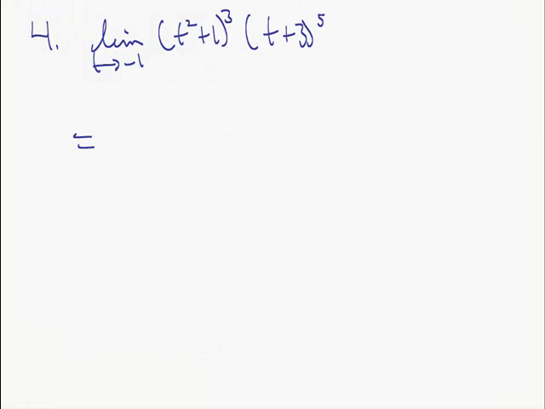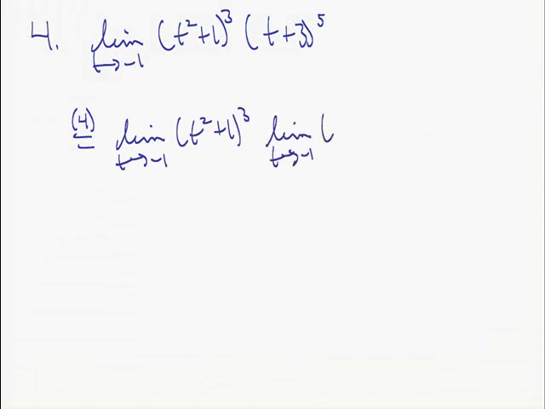So the first one we can do is say that the limit of the product is the product of the limits, which is number 4. So this is by law number 4, which says that the limit as t approaches -1 of t squared plus 1 to the third times the limit as t approaches -1 of t plus 3 to the fifth.